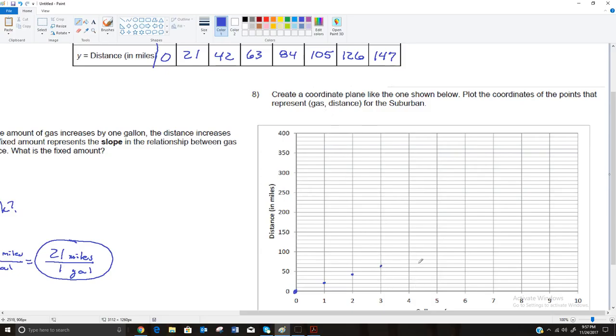84 for 4 gallons. So here's 80, 90, and 100. So 84 would be pretty close to halfway, but not quite. And then 105. Here's 100, here's 110. It should be right in the center of those. 6 would be 126. 10, 20, 30. So it would be right about here. And then lastly, we were at 7 gallons, and that should take us 147 miles. So that's just a little bit short of 150.